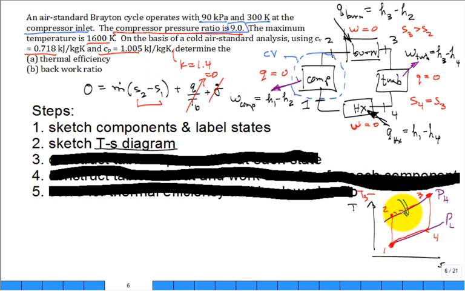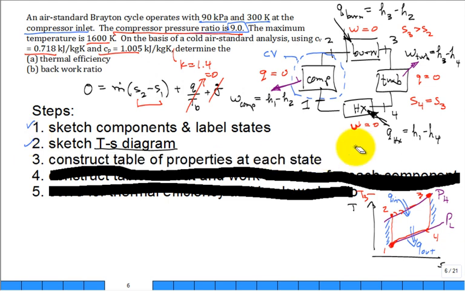Maybe you add some notation. This is some Q into the cycle. Maybe this is adiabatic. Maybe this is some heat rejection, Q out of the cycle. You could annotate it to help understand what's going on. So those are the first 2 steps. There's a lot involved in it, isn't there? Now the other steps are pretty easy.